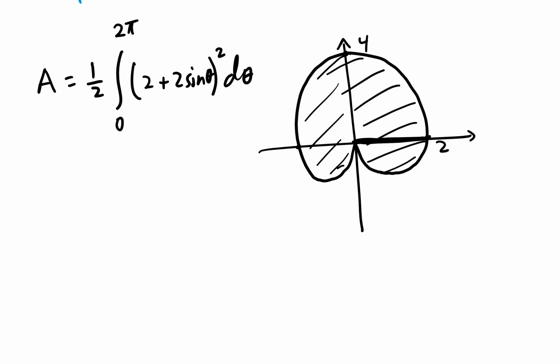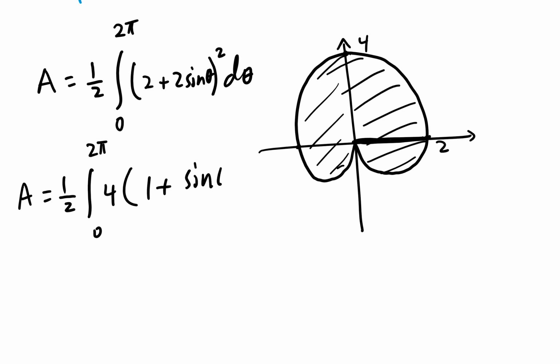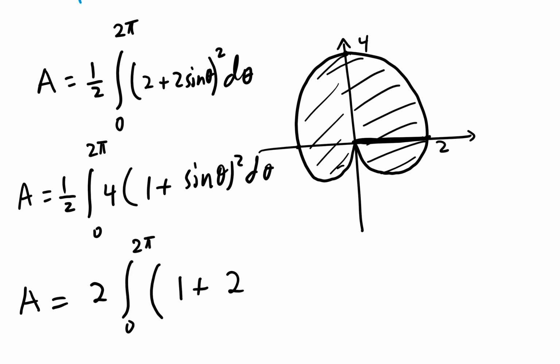So then keep the 1/2 out, 0 to 2 pi. You can factor 2 out and square, that makes it 4 times (1 plus sine theta) squared d theta. So the 4 will come outside, make that 2. And then here we need to square this: 1 plus 2 sine theta plus sine squared theta d theta.